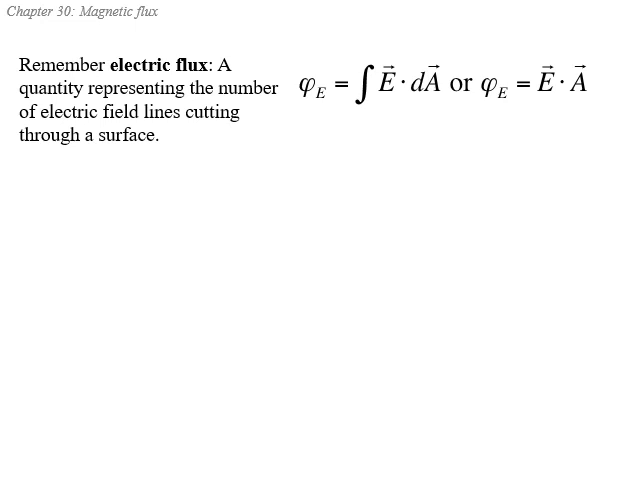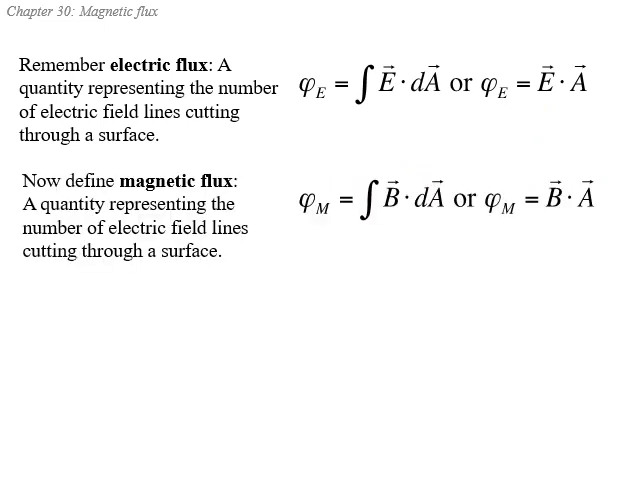Electric flux was a quantity representing the number of lines cutting through a surface. So electric flux was E dot A, or the integral of E dot dA. E was in newtons per coulomb, A was in meters squared. So our flux was newtons per coulomb times meters squared. It told us how many electric field lines cut through any surface.